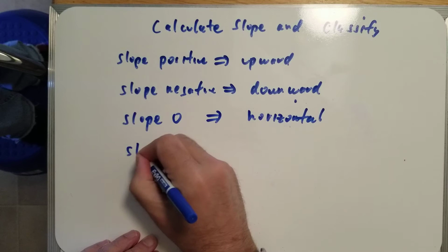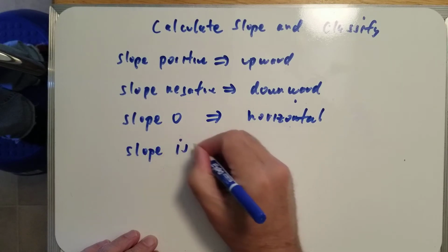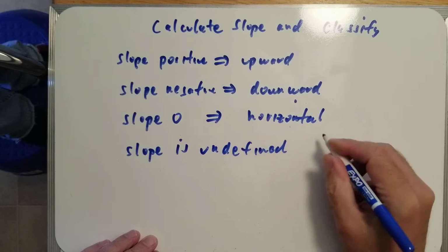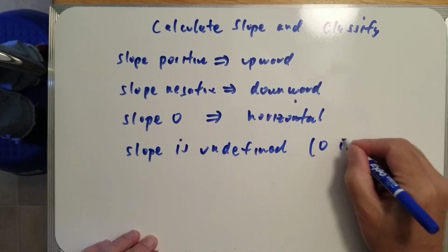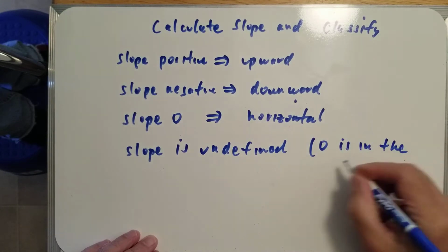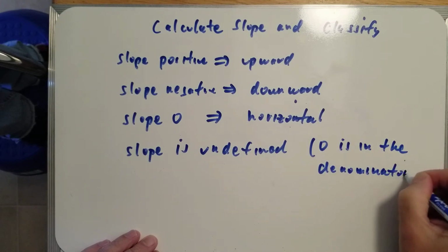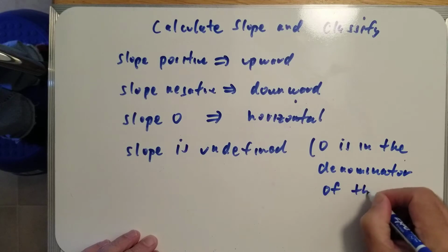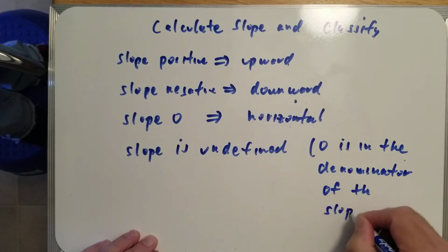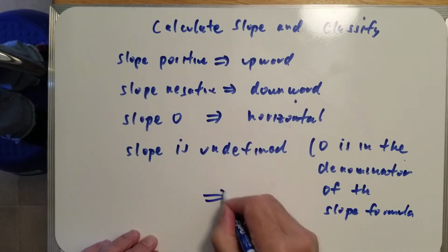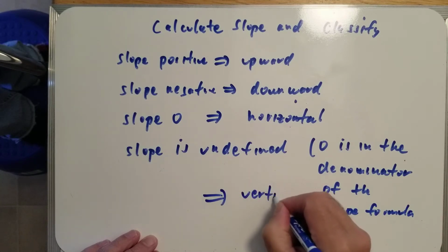And if the slope is what they call undefined, which means 0 is in the denominator of the slope formula, that means the line is vertical.